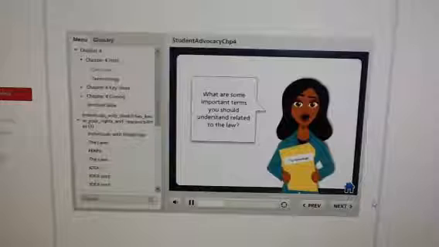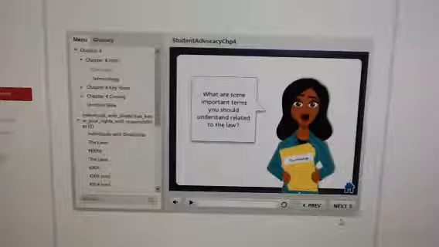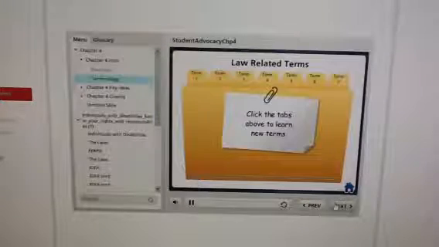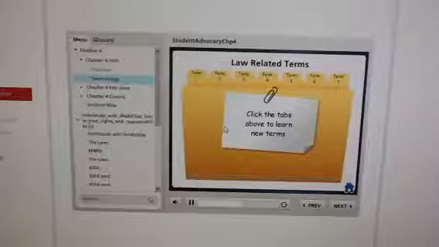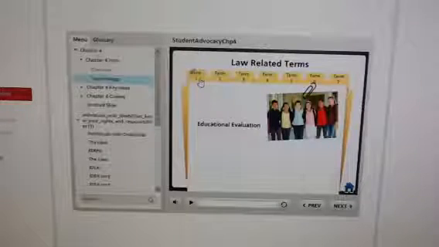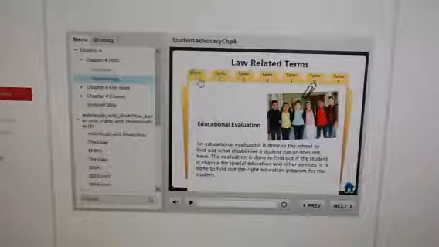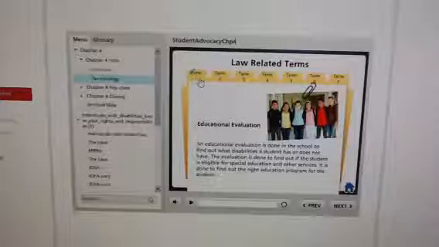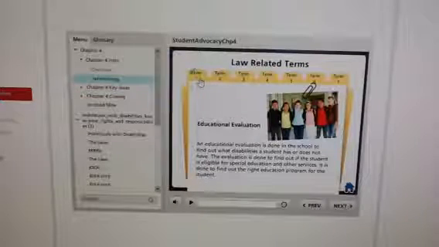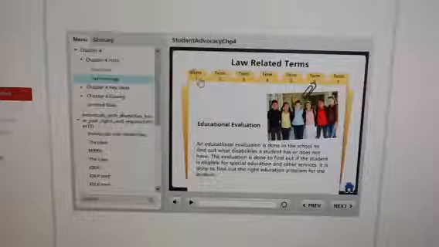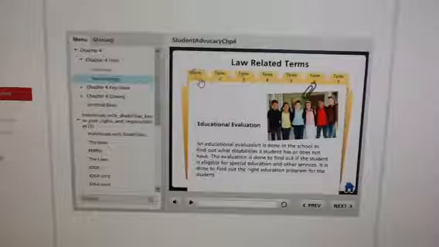What are some important terms you should understand related to the law? Law-related terms. Click the tabs above to learn new terms. Educational evaluation. An educational evaluation is done in the school to find out what disabilities a student has or does not have. The evaluation is done to find out if the student is eligible for special education and other services. It is done to find out the right education program for the student.